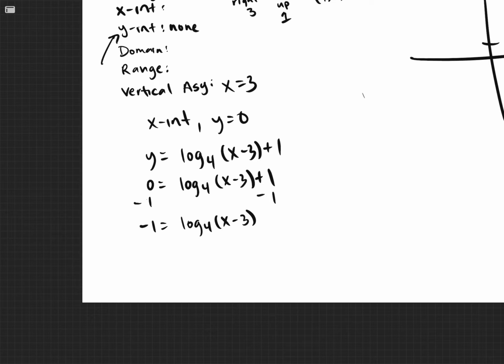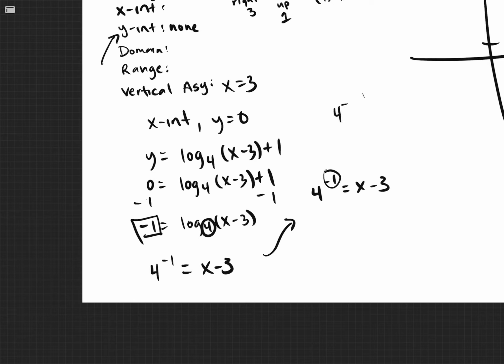Once you isolate the log, that's when we want to use these properties where we can go from log form into our exponential form. Again, we're going to go 4 to the, in this case, negative 1 power equals x minus 3. Now this is a little bit different. It doesn't look as pretty, but we know how to work with this. To get rid of a negative exponent, all we're going to do is push that 4 to the negative 1 down to the bottom of a fraction. That changes it to 1 over 4 to the first power, or 1 over 4. So this becomes 1 over 4 equals x minus 3.